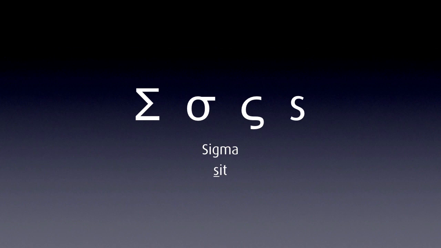Next we have sigma. The capitalized form you may recognize from another subject like math. Notice that sigma has two lowercase letters. The form that is second, counting from left to right, is the form of sigma that appears at the beginning or in the middle of a Greek word. The form that is third, counting from left to right, is the form that appears at the end of a word. Sigma makes a S sound, as in the word sit.